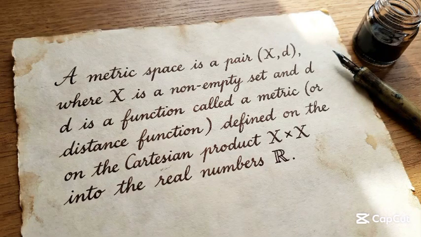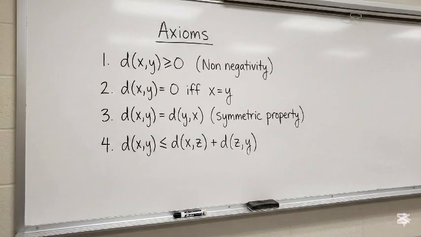A metric space is a pair (X, d) where X is a non-empty set and d is a function called a metric or a distance function, defined on the Cartesian product X × X into the real numbers R. For this to be a metric, it must satisfy some axioms. That is, a metric space (X, d) will be a metric space if it satisfies the given axioms.